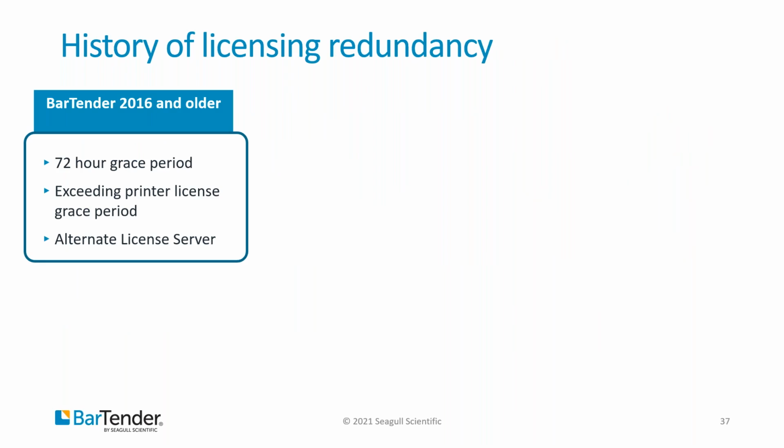So, the history of licensing redundancy. In BarTender 2016 and older, we had a 72-hour grace period, which I'll explain in just a moment. We have exceeding the printer license grace period, and we had an alternate license server. This is where the customer would purchase an additional license, and in the BarTender client, you would specify your primary and secondary license server, so that should the primary not be contactable, the alternate license server would be used instead.